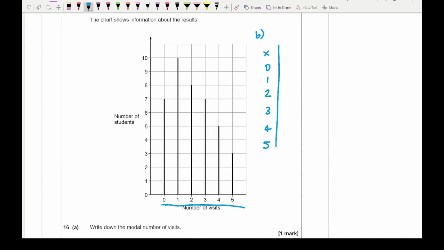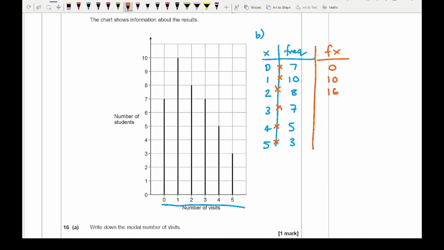The next thing is the frequency. And here I'm just going to do the heights of each bar. So I've got 7, 10, 8, 7, 5, and 3. And then what I need to do is create an fx column. Now the fx values are basically the first number multiplied by the number in the second column. So here we've got 0 times 7, which is 0. Then we've got 10, 16, 21, 20, and 15.